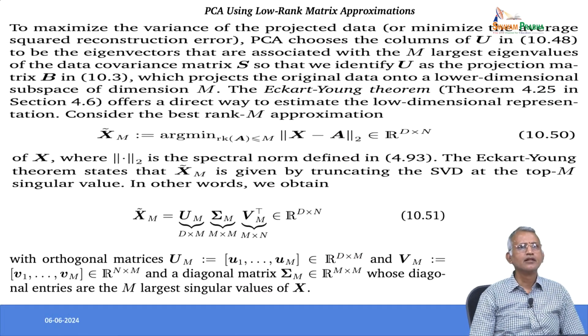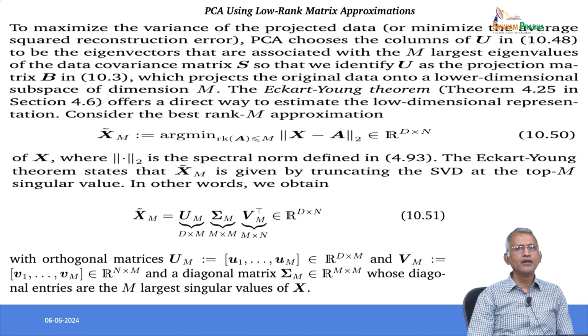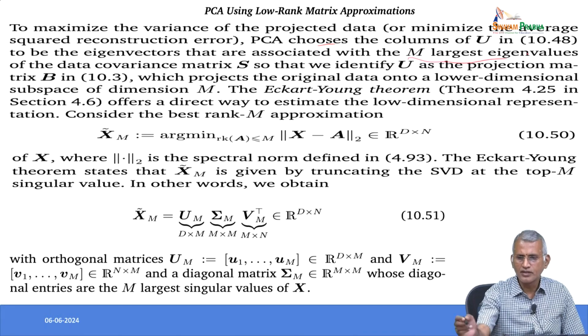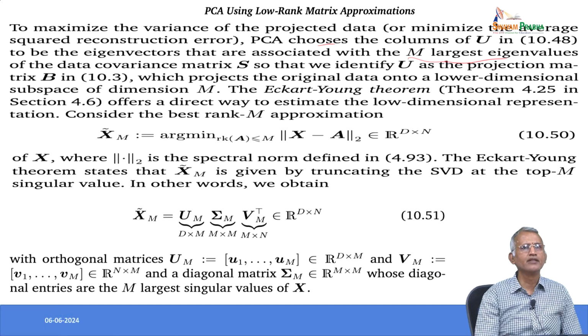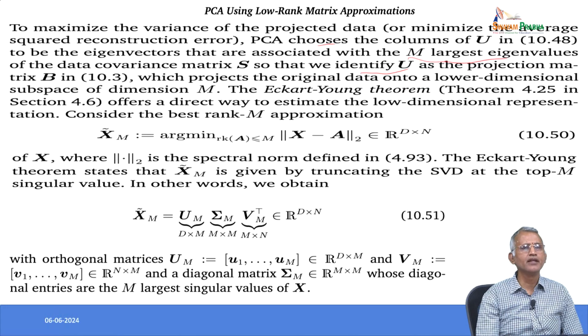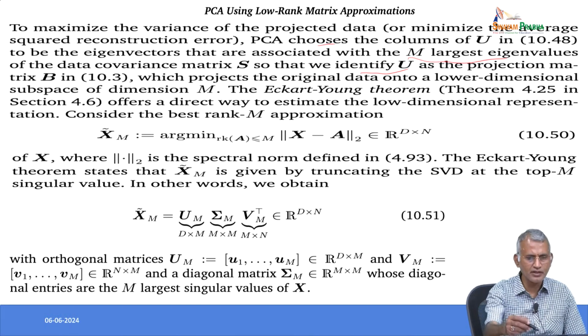So, we are going to discuss principal component analysis using low rank matrix approximation, to maximize the variance of projected data or minimize the average squared reconstruction error. PCA chooses the columns of U in equation 48 to be the eigenvectors that are associated with the m largest eigenvalues of the data covariance S, so that we identify U as the projection matrix B, which projects the original data onto the lower dimensional subspace of dimension M.